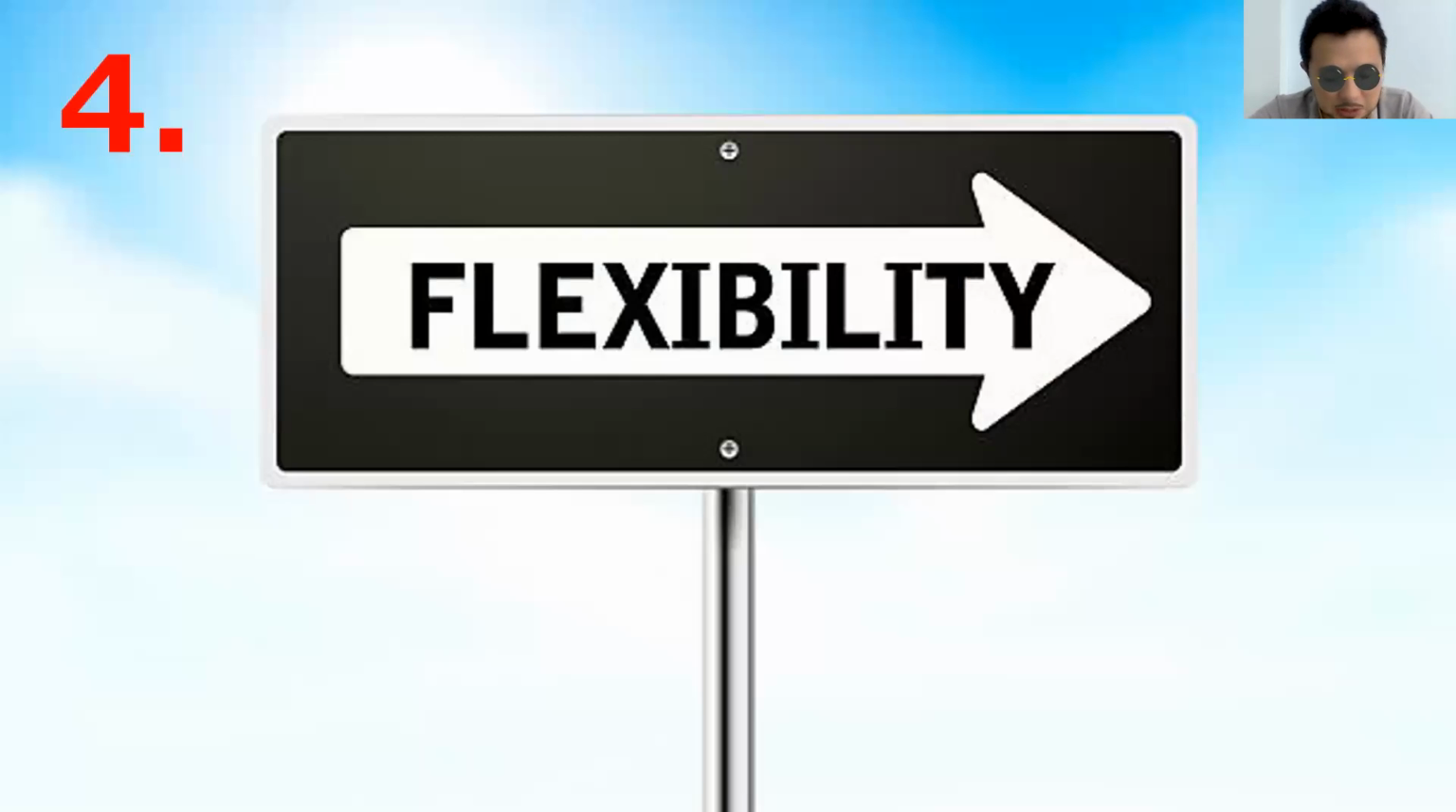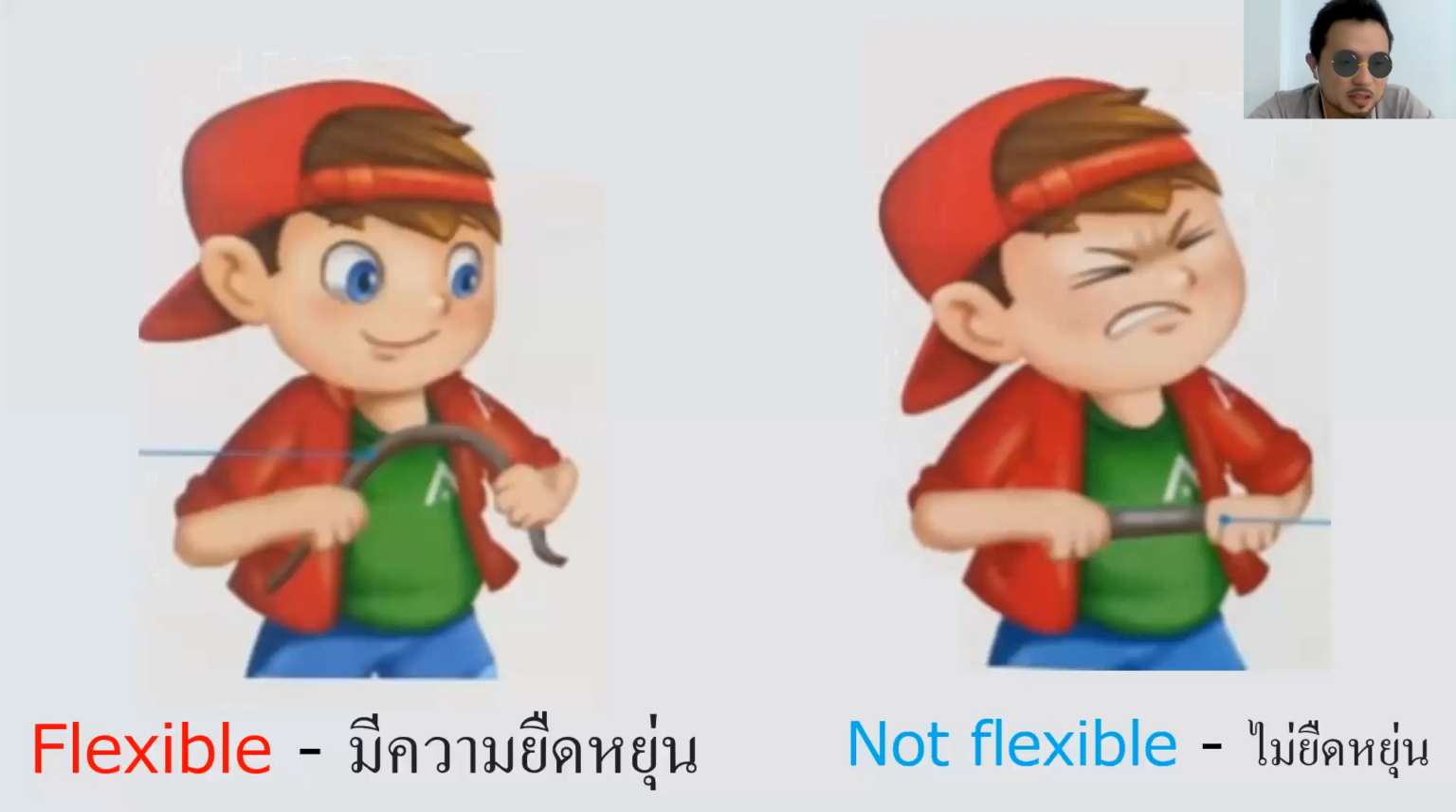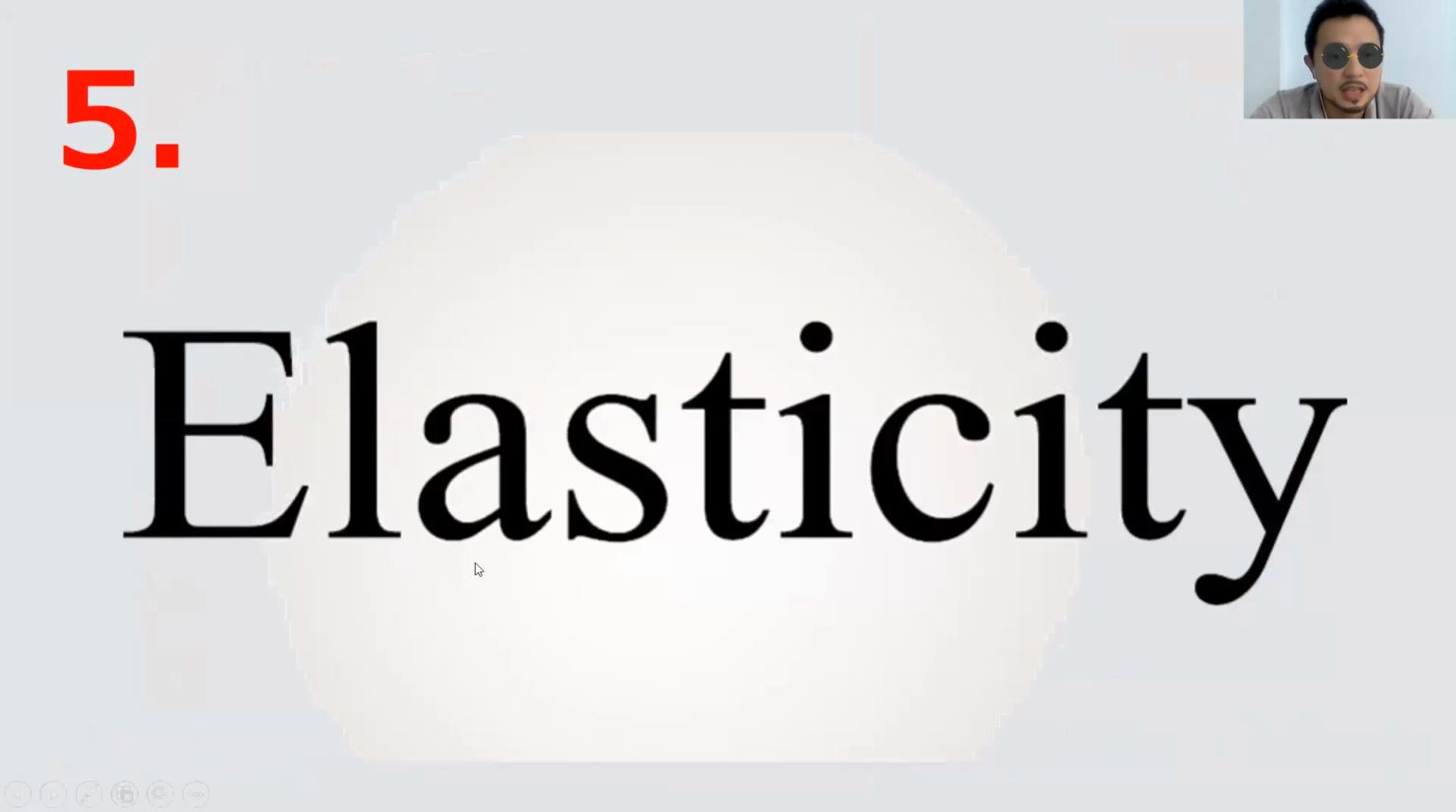Number 4, we have flexibility. Now, what is flexibility? It is the ability of materials to be flexible at all times. Example, the boy is holding a stick which is flexible. Flexible, it can bend like that. And a not flexible object, you cannot fold it. So that's the difference between the two. You can also separate the flexible materials and the not flexible materials. Those are called properties.